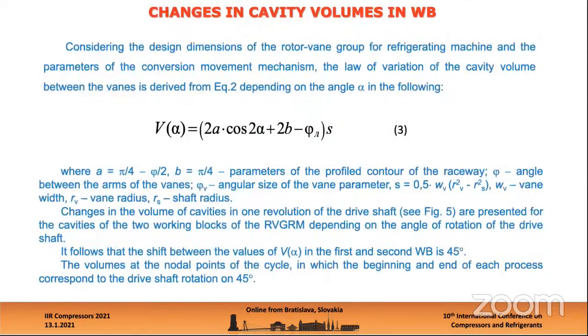Changes in cavity volumes. Considering the design dimensions of the rotor vane group for the refrigerating machine and the parameters of the conversion movement mechanism, the law of variation of the cavity volume between the vanes is derived from equation 2 depending on the angle alpha and the following.